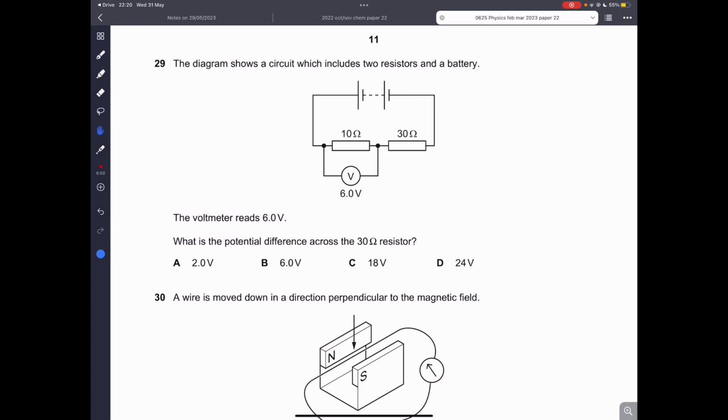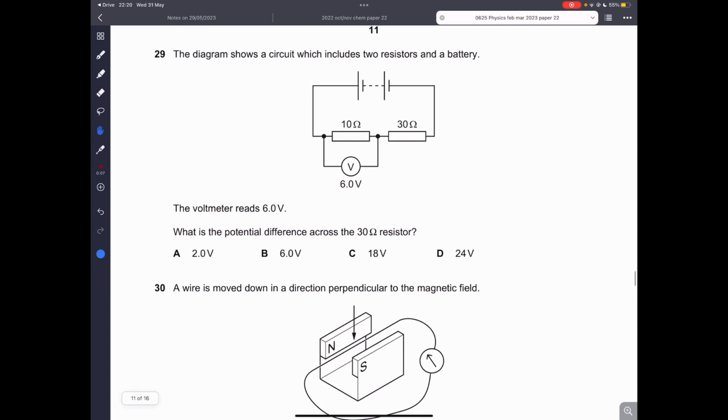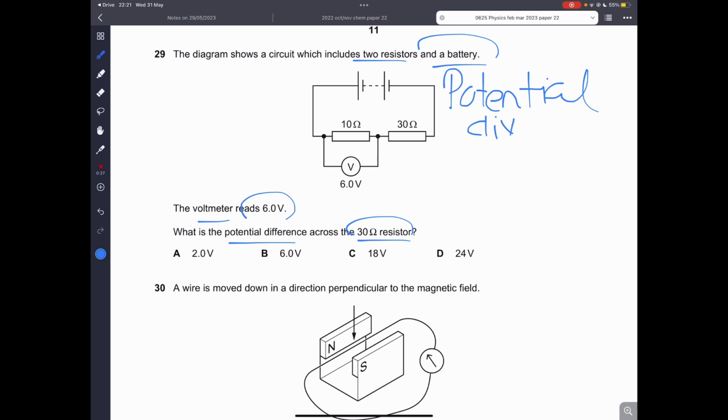Okay. It's question 29. The diagram shows a circuit which includes 2 resistors and a battery. The voltmeter reads 6 volts. What is the potential difference across the 30 ohm resistor? Well, for this, we can see that this is a potential divider. And in a potential divider, we have to know the equation, which is V1 over V2 is equal to R1 over R2.